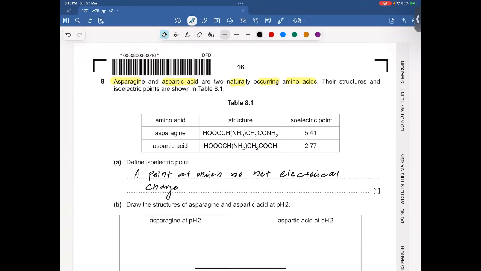Or you can write that amino acid exists in zwitterionic form. Both are acceptable, okay?